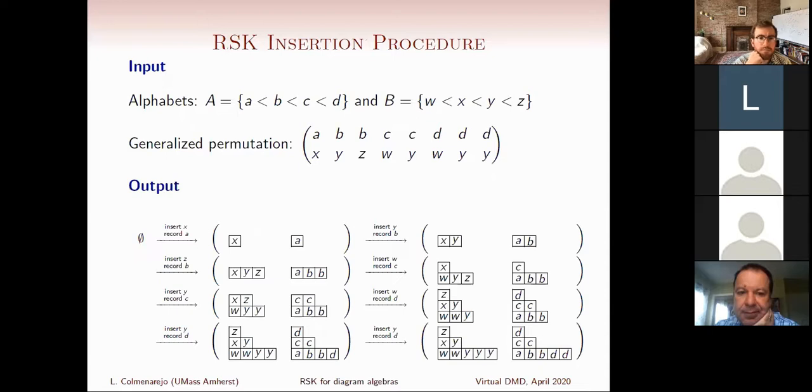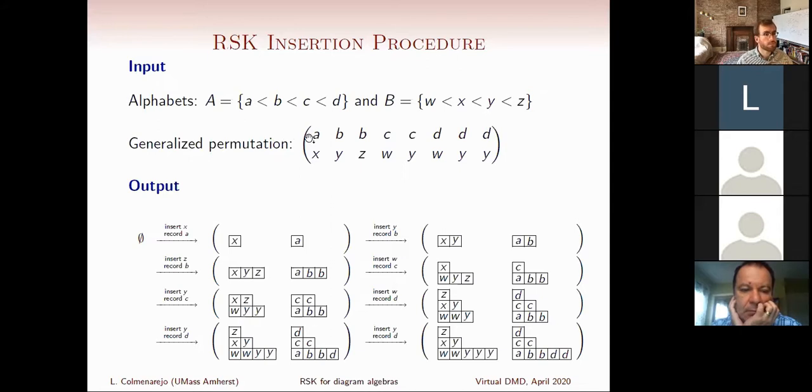So what is the RSK insertion procedure? I want to define it in a more general way, not just with numbers. I'm going to give you two alphabets, each with a total order. Then I give you a generalized permutation, which is a two-line array in which I order the array by the top row. In this case, you see that I have the A's, then the B's, then the C's, and the D's. I don't have any order on the bottom. Every pair of components is ordered by the top row.